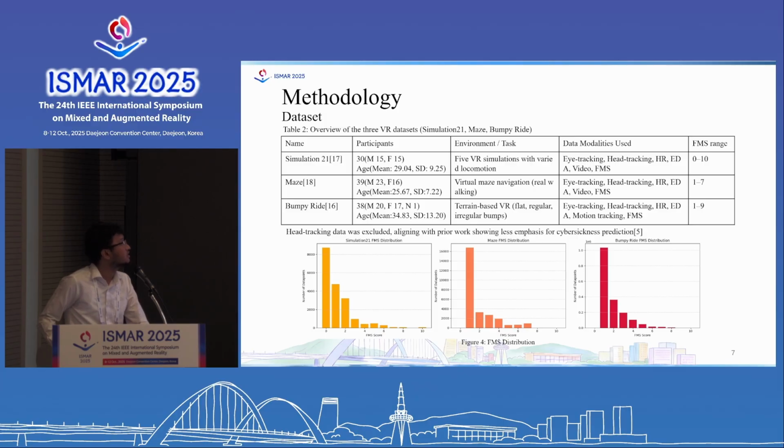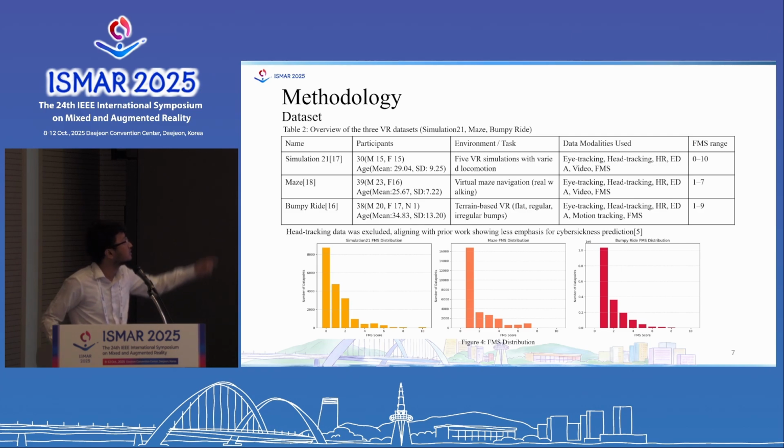We use three different datasets: Simulation 21, Maze, and Bumpy Rides. Simulation 21 has five different VR simulation conditions, Maze is a VR walking dataset, and Bumpy Rides has different terrains: flat, regular, and irregular bumps. We used all the data common between the three datasets, except for the head tracking data, because prior studies found that it shows less emphasis for cybersickness.